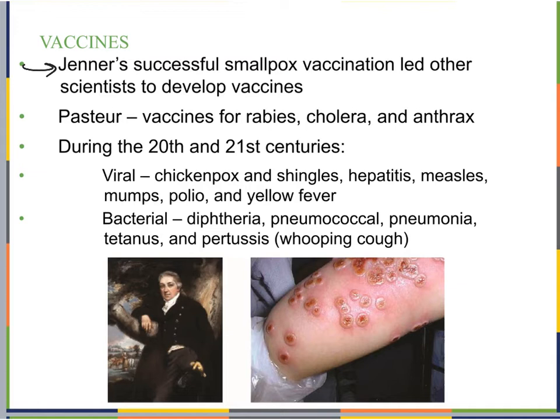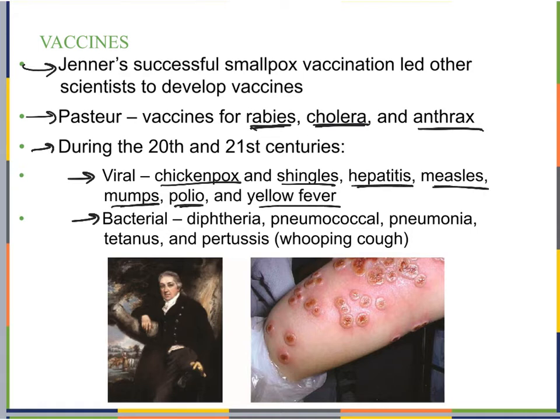This meant that other people then started doing this. So other scientists were then working to develop vaccines. For example, Pasteur came up with vaccines for rabies, cholera, and anthrax. And we're going to take a look at the different ways that we can make vaccines. But during the 20th and the 21st century, we ended up getting all of these different vaccines. So viral, we have chickenpox and shingles, which of course is the same thing. Hepatitis, measles, mumps, polio, and yellow fever. Our bacterial are diphtheria, pneumococcal pneumonia, tetanus, and pertussis, or whooping cough.